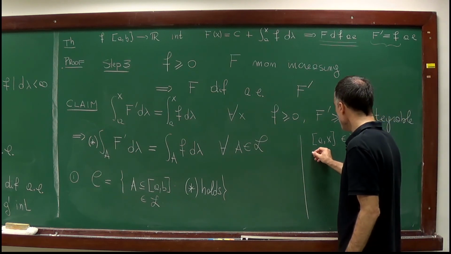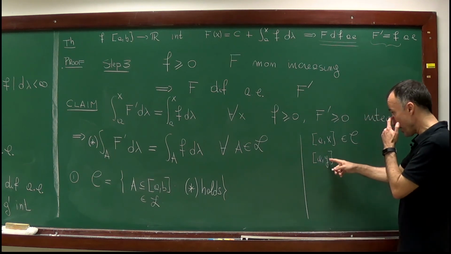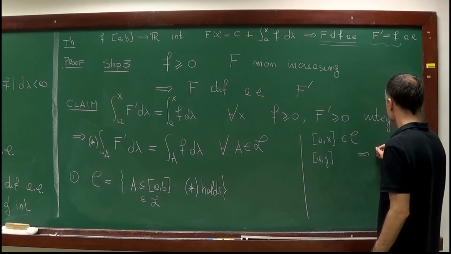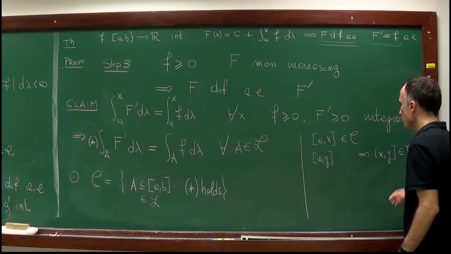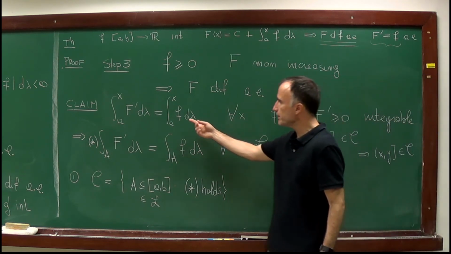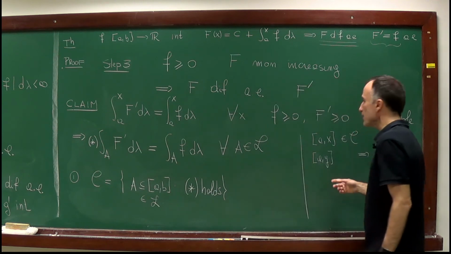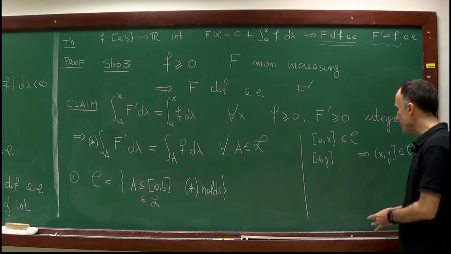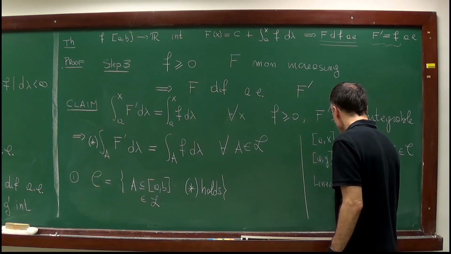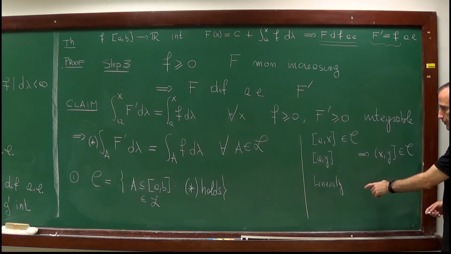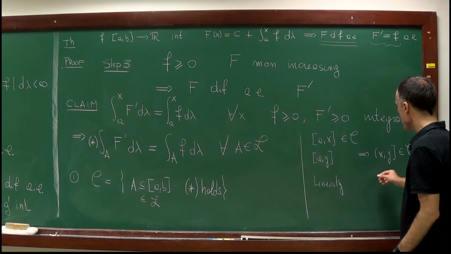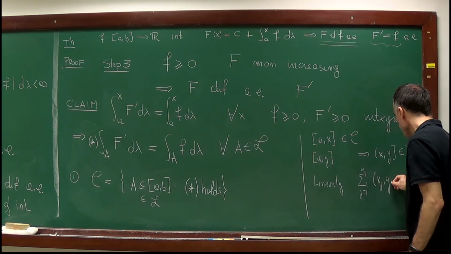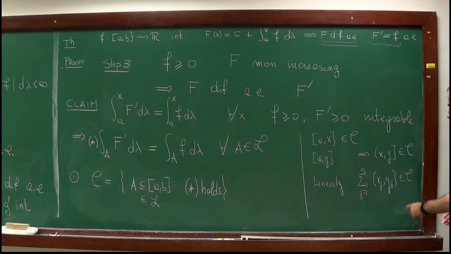Now, if I take an interval (a, y] and say that y is larger than x, I can take the difference in these identities to conclude that (x, y] belongs to my family C, right? These two intervals belong to the family. So if I take the difference, I get the integral over (x, y], which means that the identity will hold for (x, y]. Now, by linearity, observe that these are the elements of the semi-algebra. By linearity of the integral, I get that all unions of intervals of type (x_j, y_j] belong to my class C.